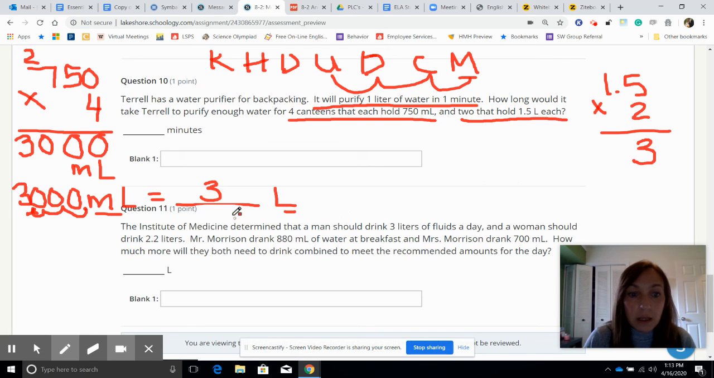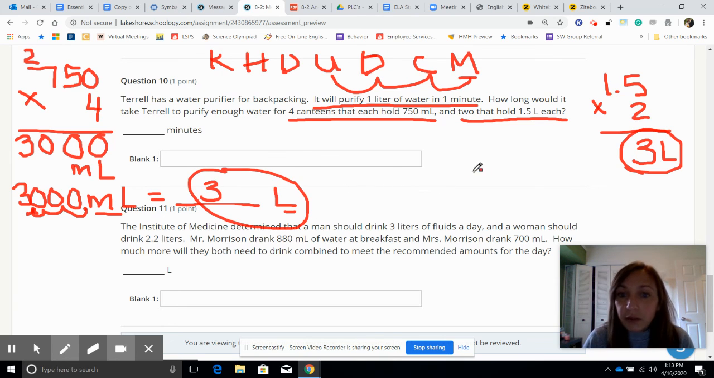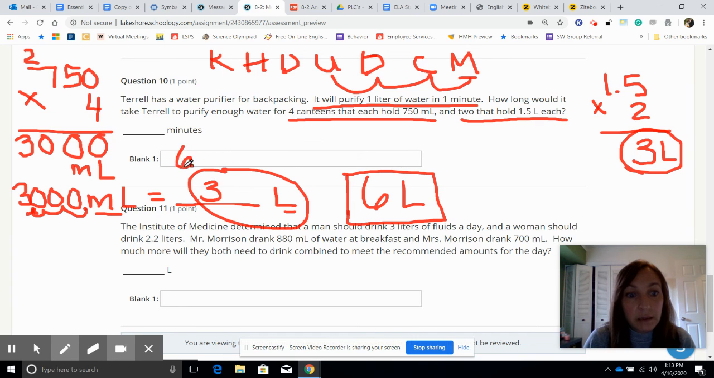So we've got 3 liters from the first 4 canteens and another 3 liters for the second 2 canteens. So 3 liters plus 3 liters is a total of 6 liters. It says in the problem that his purifier can purify 1 liter per minute. Well, we've got 6 liters, so that would be a total of 6 minutes that it will take for him to purify all of his water.